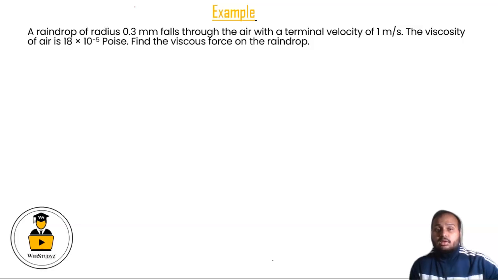This question says a raindrop of radius 0.3 mm falls through the air with a terminal velocity 1 meter per second. Then viscosity of air is 18 into 10 to the power minus 5 poise. We have to find the viscous force on the raindrop. So firstly, the radius we have is 0.3 mm.